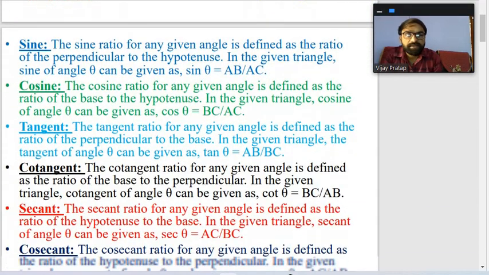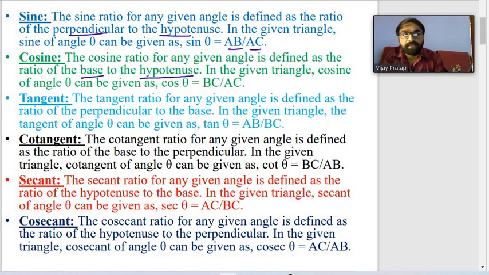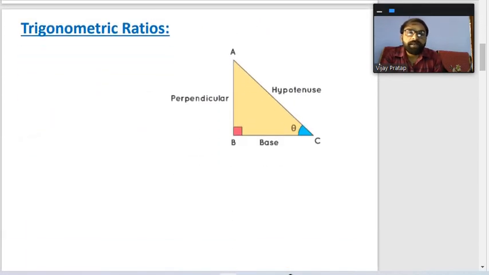Now here is the complete explanation of the trigonometric ratios. Sine is the ratio of perpendicular and hypotenuse, meaning sine theta equals AB upon AC. Cosine is the ratio of base and hypotenuse, and tangent is the ratio of perpendicular to the base. Cotangent is just the reciprocal of this, base and perpendicular. Similarly, secant is the ratio of hypotenuse to the base, and cosecant is hypotenuse to the perpendicular.